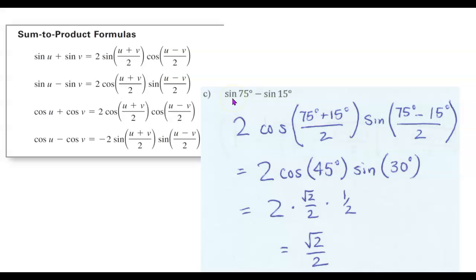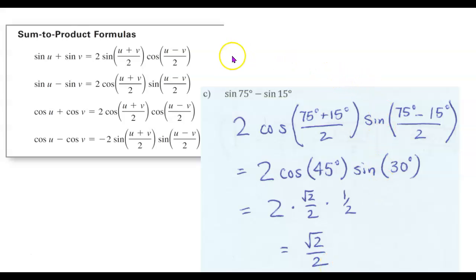And here's one with some actual angles, some actual numbers. Sine of 75 degrees minus the sine of 15 degrees. Same formula, this time in place of u we have 75 degrees, and in place of v we have 15 degrees, so I just copy over what that's equal to, but with 75 degrees and 15 degrees in place of the u and the v. 75 plus 15 would be 90, divided by 2 would be 45. 75 minus 15 would be 60, divided by 2 would be 30. And then I happen to know that the cosine of 45 degrees is exactly square root of 2 over 2. And the sine of 30 degrees is exactly 1/2. And so we're looking at 2 times the square root of 2 over 2 times 1 over 2, which simplifies down to the square root of 2 over 2.